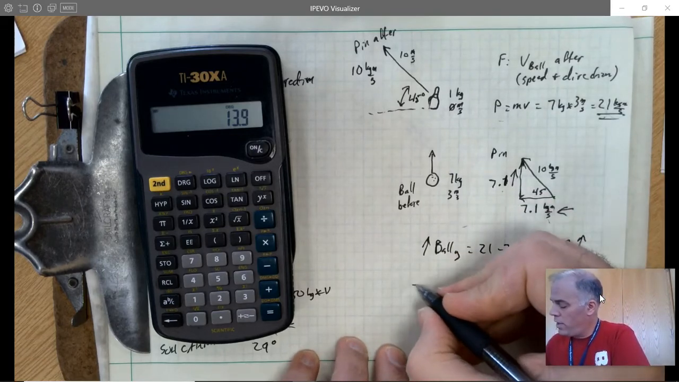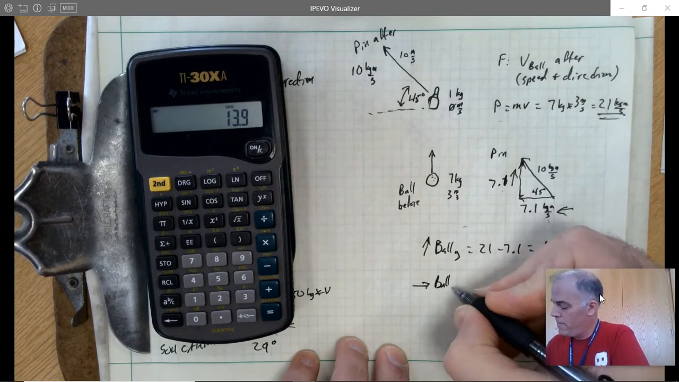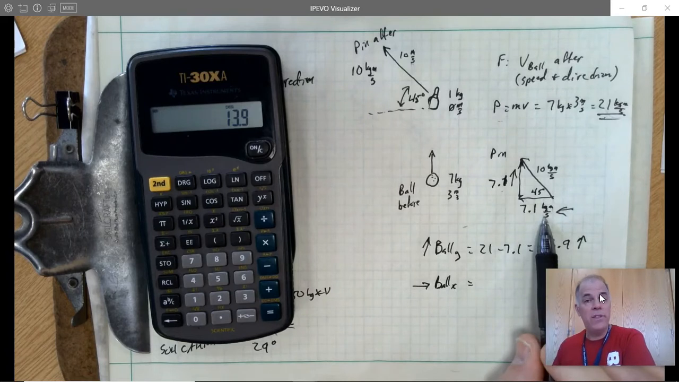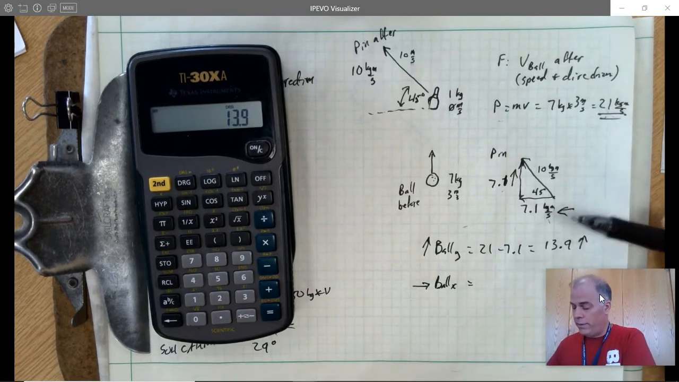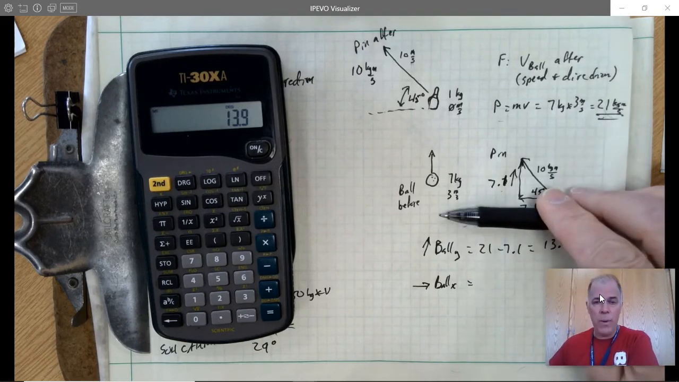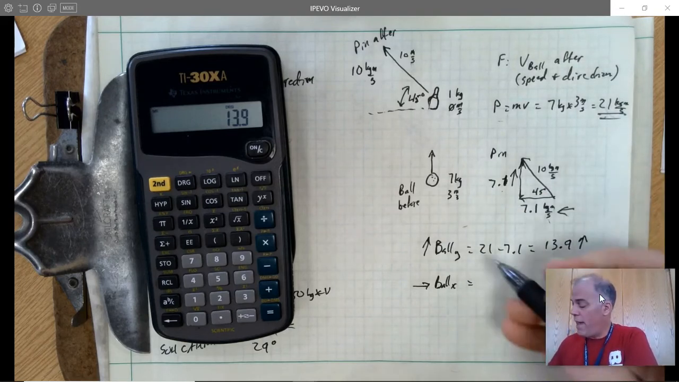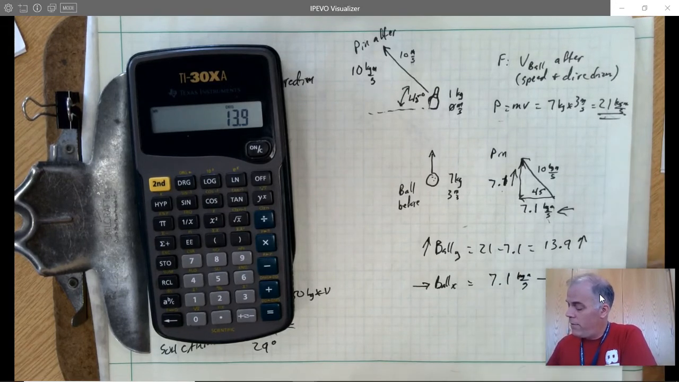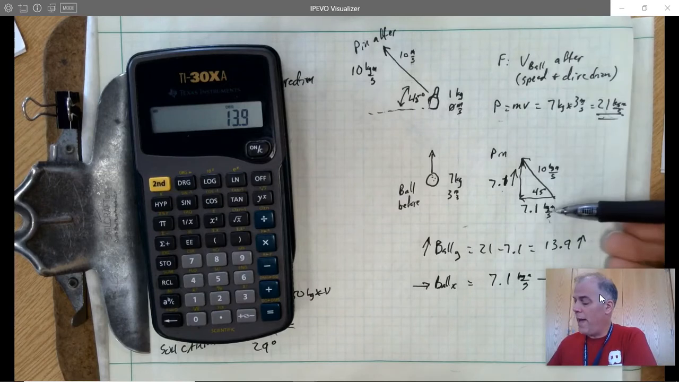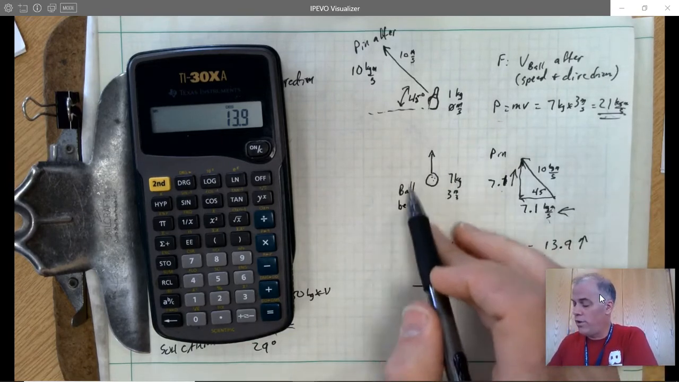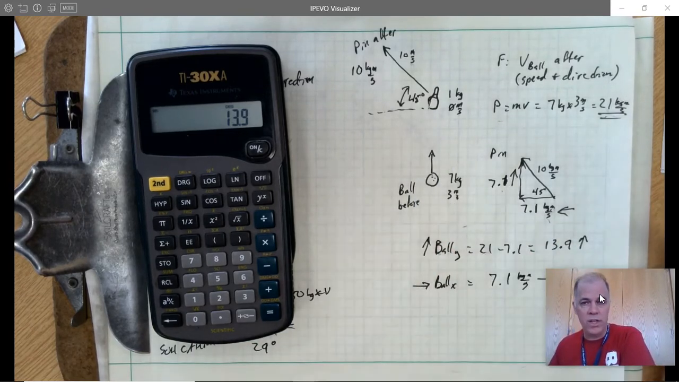Now, the ball horizontally, that's the x-axis, has to be the same as the pin. If the pin has 7.1 units of momentum that way, then the ball must have 7.1 units in the opposite direction, so that when we add together the momentum of the pin plus the momentum of the ball, we get 0, which is how much horizontal momentum the system had before the collision.